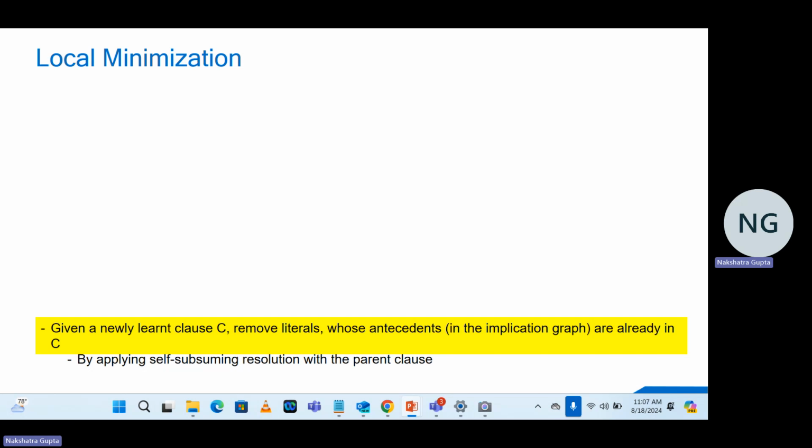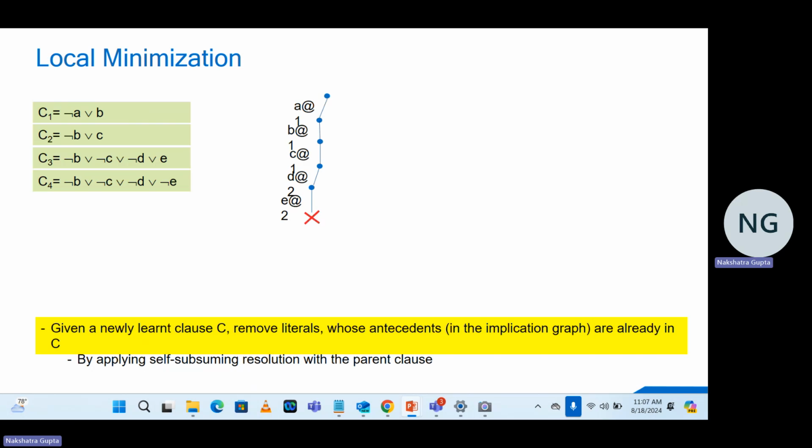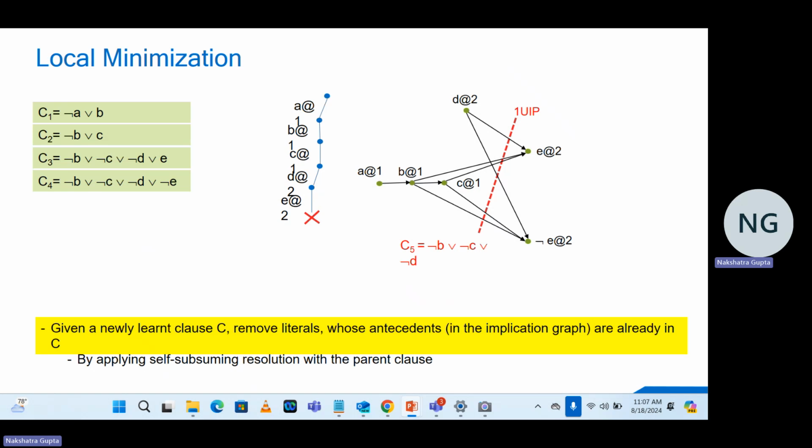So local minimization works as follows. Given a new clause C, whose literals are in the implication graph, you can try to remove literals by resolving every literal with its parent clause. Let me just show you an example. So we have a formula here, and the associated implication graph, which I copied here.